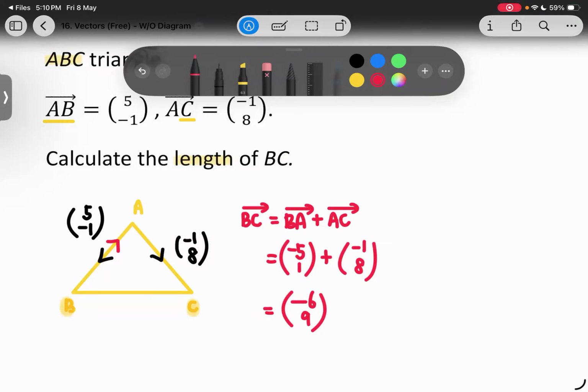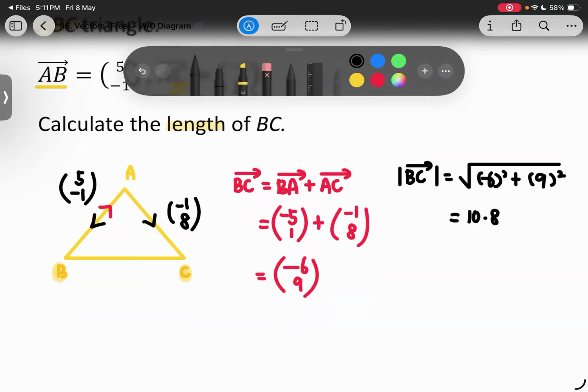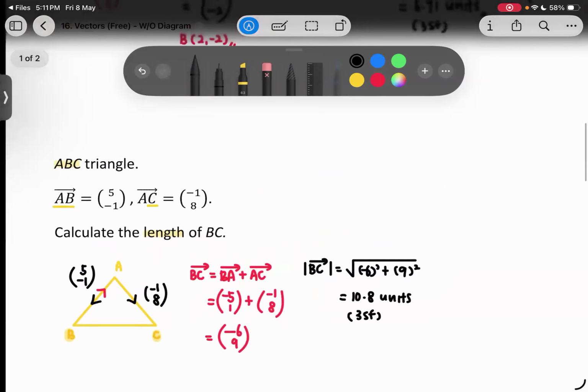So this is what we have. I have my BC, so my length of BC will be like that. You use the same concept as Pythagoras theorem, so this one here will be square root. Take into consideration the signs, then just press the calculator. And then ugly answer, it's okay, 3 SF. So 10.81, so 10.8 units, 3 SF.